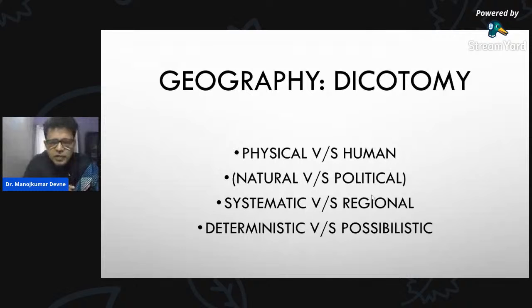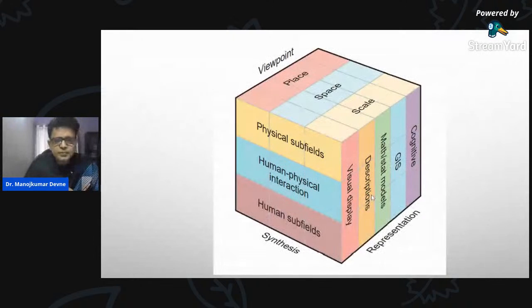Deterministic and possibilistic, where determinists believe that nature is supreme and it controls a lot of things around us, or rather, I would say, controls all the things around us. Possibilists go on to think that though nature tends to be supreme, man has the brain and the skill, and of course now the technology also, to overcome all the restrictions and obstacles that nature poses us with.